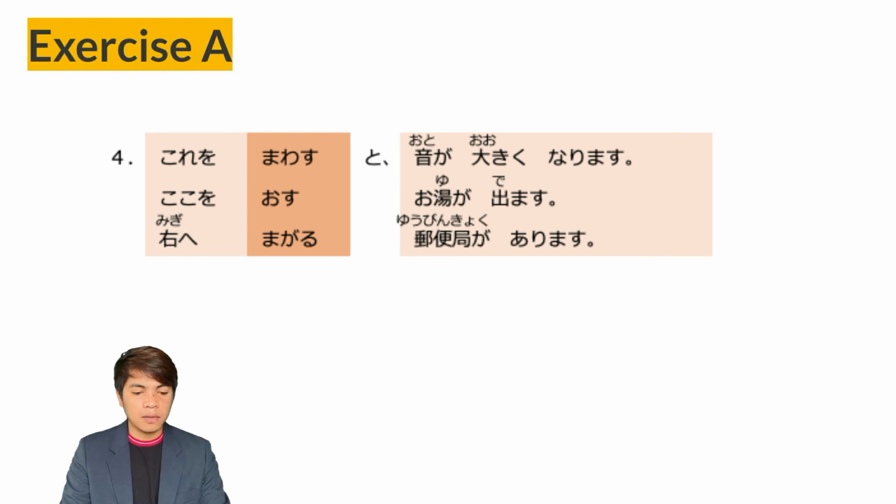Next line, koko o osu to oyu ga demasu. So from koko o oshimasu, to press here. Osu to, if you press here, oyu ga demasu, the hot water will come out. Next line, migi e magaru to yuubinkyoku ga arimasu. So from the sentence migi e magarimasu, to turn to the right. Migi e magaru to, if you turn to the right, yuubinkyoku ga arimasu, you will see the post office, or there is the post office.